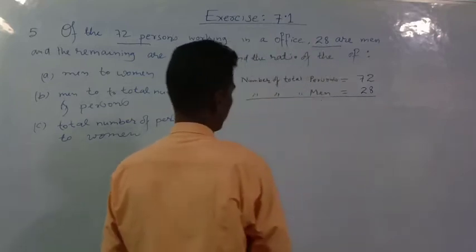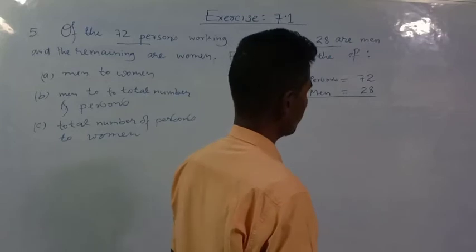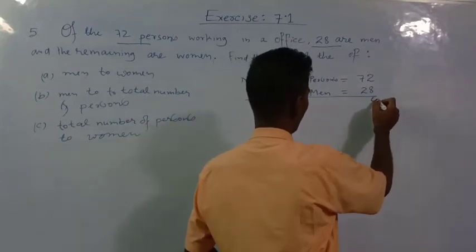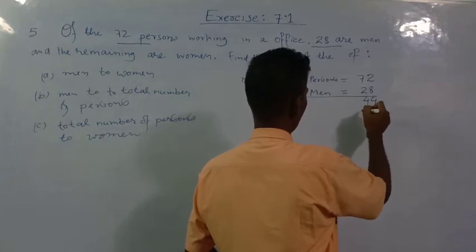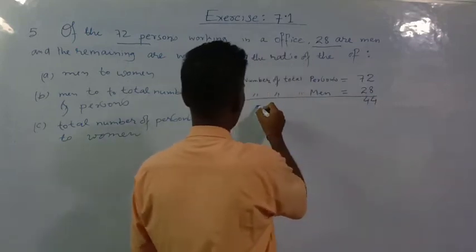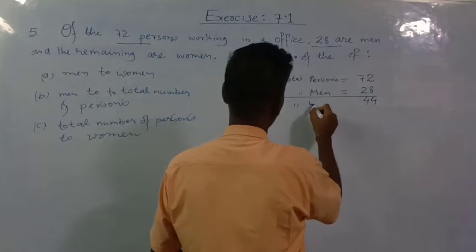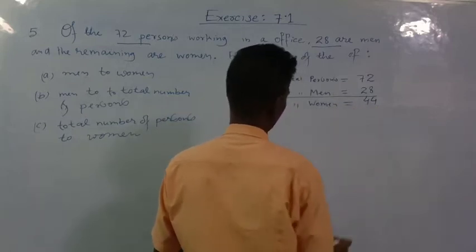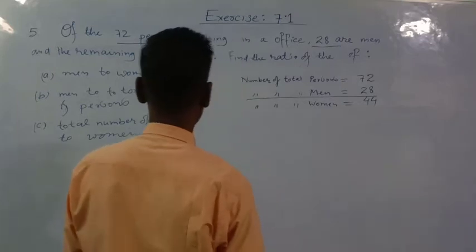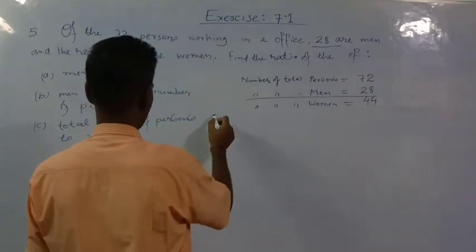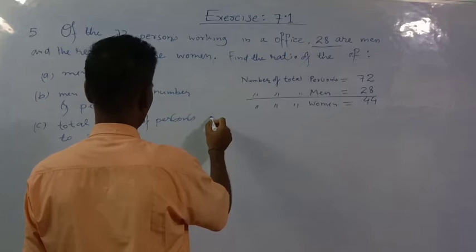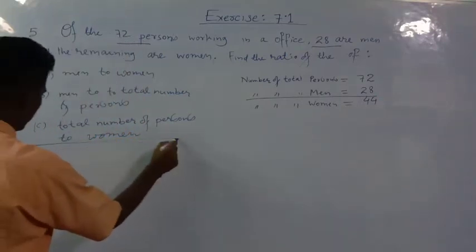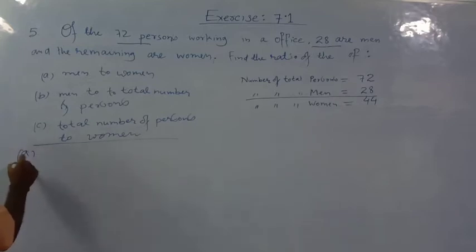Let us find it. If we subtract the number of men from the total number of persons, we'll get the women. So 12 minus 8 is 4, 6 minus 2 is 4, so 44. The total number of women is 44. Now the solution. Let us solve sub question A.